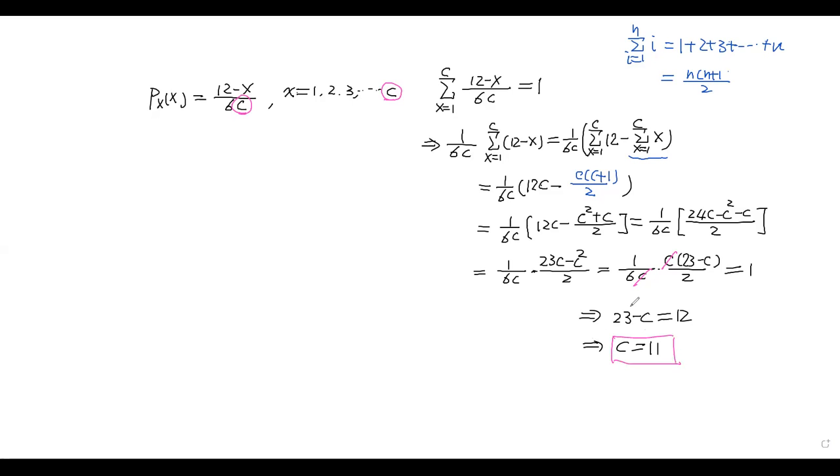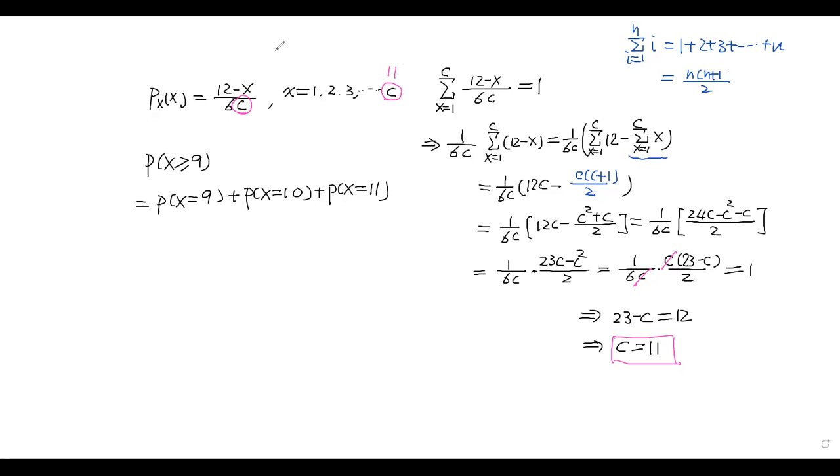So that means x goes 1, 2, 3, 4, up to C, which is 11. Now we have the PMF, and we need to find the probability that x is greater than or equal to 9. That means it's the probability x equal to 9 plus the probability x equal to 10 plus the probability x equal to 11. And we stop here, because we know C is 11, so the value of x is 1, 2, 3 to 11.